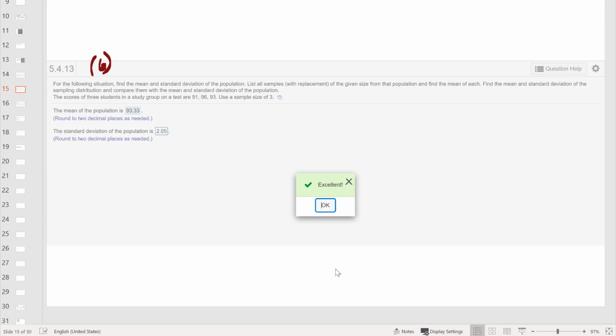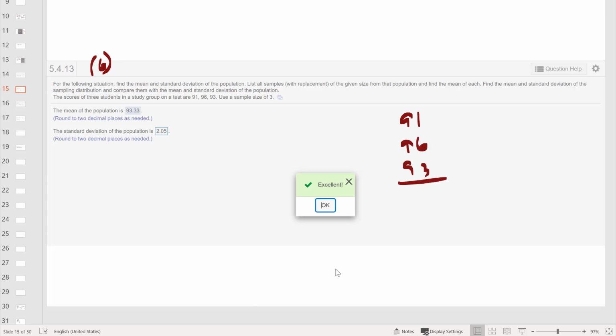So again, the scores of 3 students in a study group on a test are 91, 96, and 93. It says use a sample size of 3. Ooh, I hopefully still have it up. If not, I'll have to go to it here. So let's see. So first of all, the mean. Mean is easy. You just add up the numbers and you're done, right?